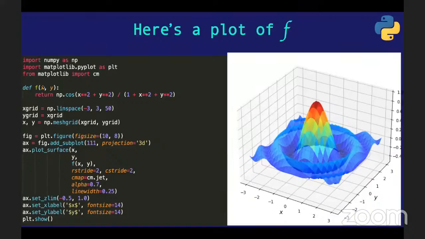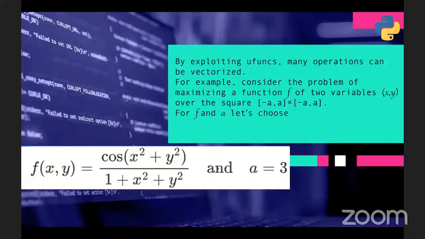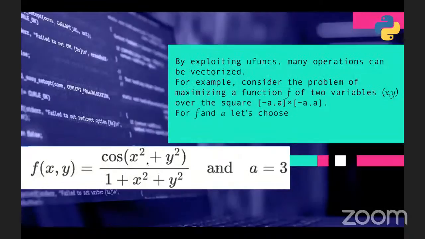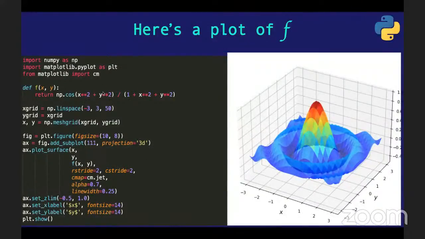Okay, so we have f in brackets x, y, then the cosine of x raised to power 2 plus y raised to power 2, divided by 1 plus x raised to power 2 plus y raised to power 2. That's what we have here. That's what we have here also. So I'm trying to plot the graph for this mathematical function.